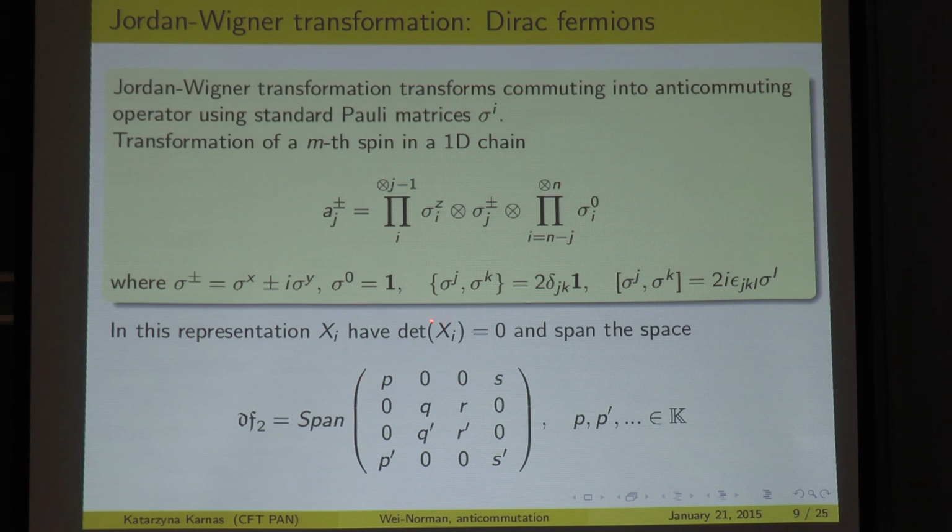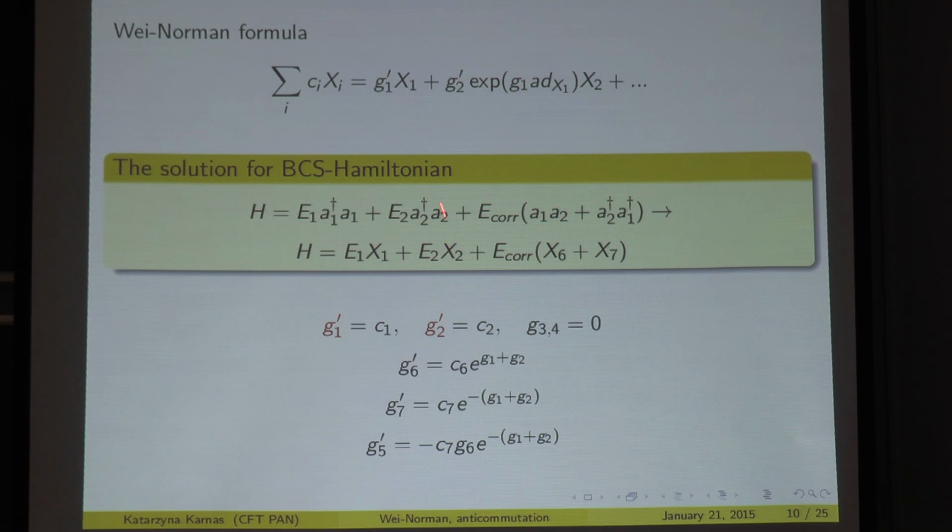In this representation, the basis vectors are 4 times 4 matrices with the determinant 0 and the span a subspace. This is the explicit Wei-Norman formula for this problem.